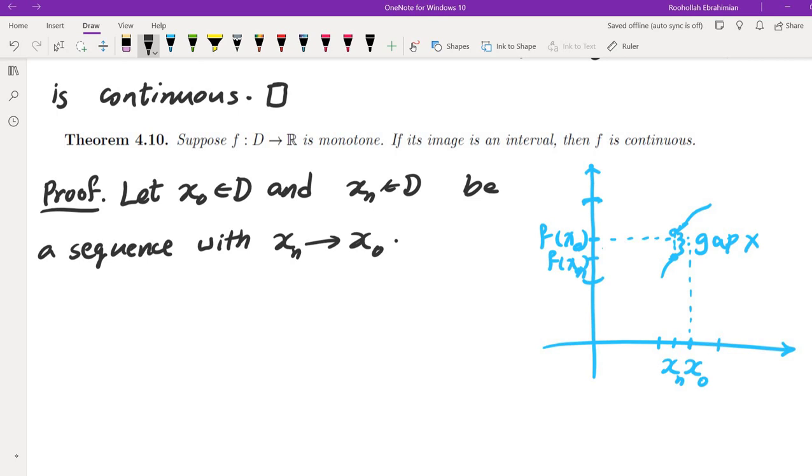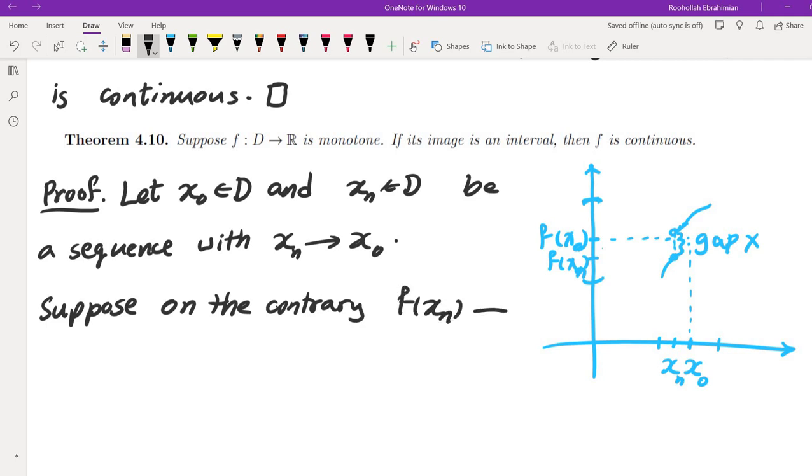Now, if f of xn doesn't get close to f of x0, then there's going to be a gap. And then we're going to show that, well, there is a gap, therefore the image is not an interval. So that's what we're going to show. Okay, so suppose, on the contrary, f of xn does not converge to f of x0.